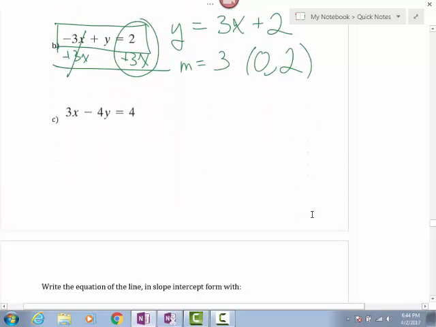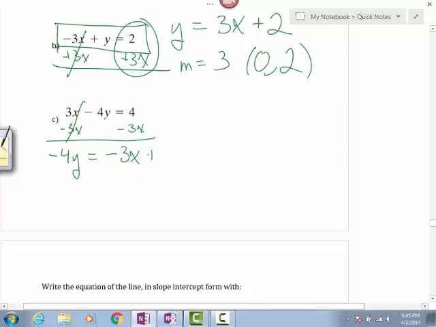Alright, let's try part C. So again, I need to solve this equation for the letter y. I'm going to move the 3x by subtracting 3x on both sides. So that's going to leave me with negative 4y equals negative 3x plus 4. Now notice I'm not combining the negative 3x and the 4 because they're not like terms. I still need to solve for y, so I'm going to have to divide everything here by my number, negative 4, all the way across.